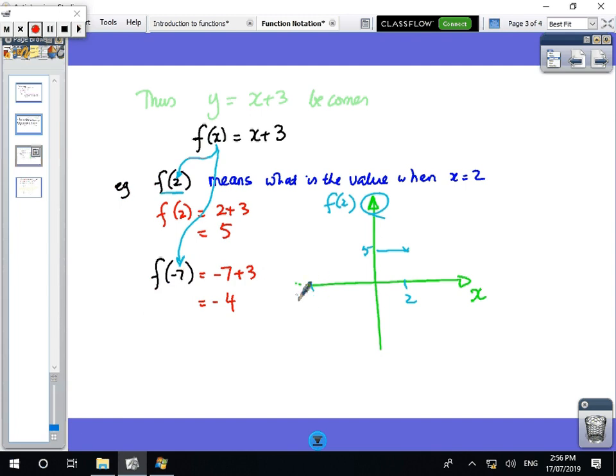So when x equals minus 7, it's going to be minus 4, and that's your straight line. So you can still use the same idea of substituting values in to get the line, but when I say f(2), that means x equals 2, or f(-7) just means x equals minus 7. Okay, go copy that and come across.